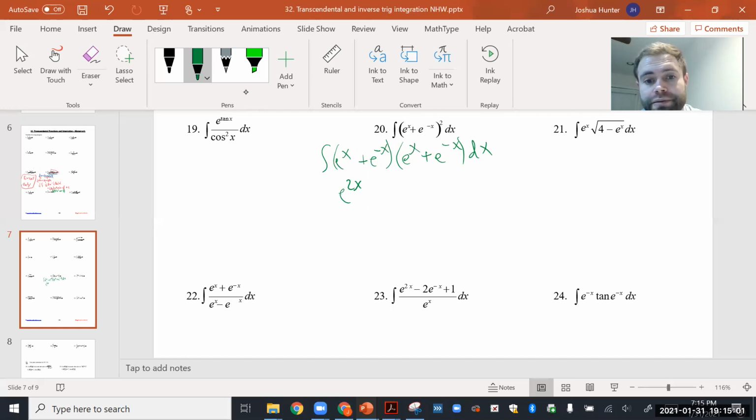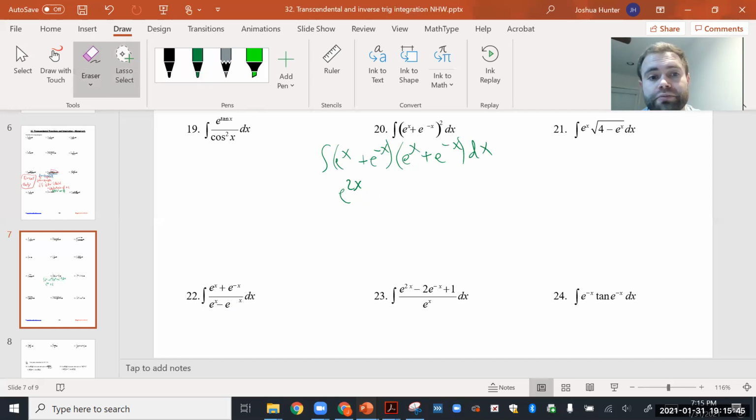Then the outside would be e to the x times e to the negative x. The exponents would add, and x plus negative x would be 0. Same thing would happen on the inside: e to the negative x times e to the positive x. The exponents would add, and it would become e to the 0, which is 1. E to the x times e to the negative x becomes e to the 0, which is 1. You'd have another 1 in the middle, so we end up with plus 2.